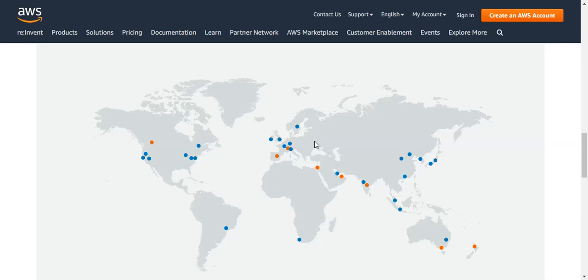In this video, I'll talk about regions and availability zones. So, what is a region? Any geographic location where AWS has its data centers is called a region. As you can see here, the blue dots represent the regions which already exist, and the orange ones are yet to come. Okay, so these are coming soon.